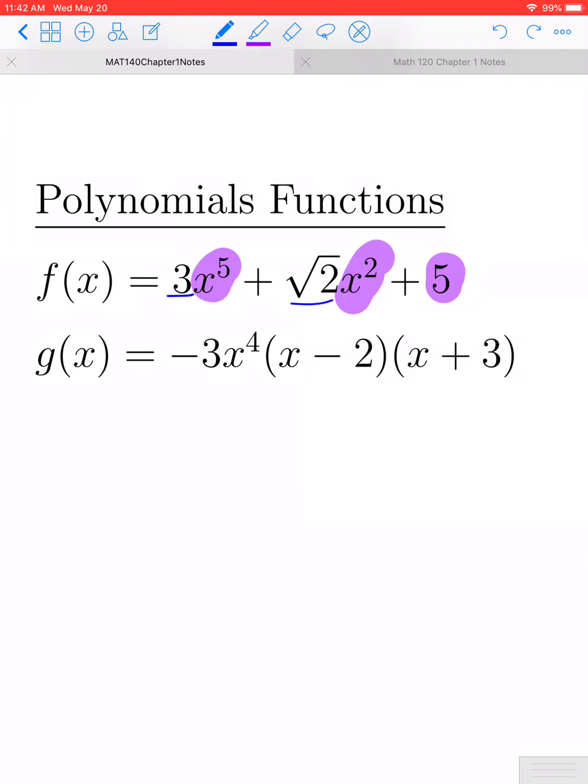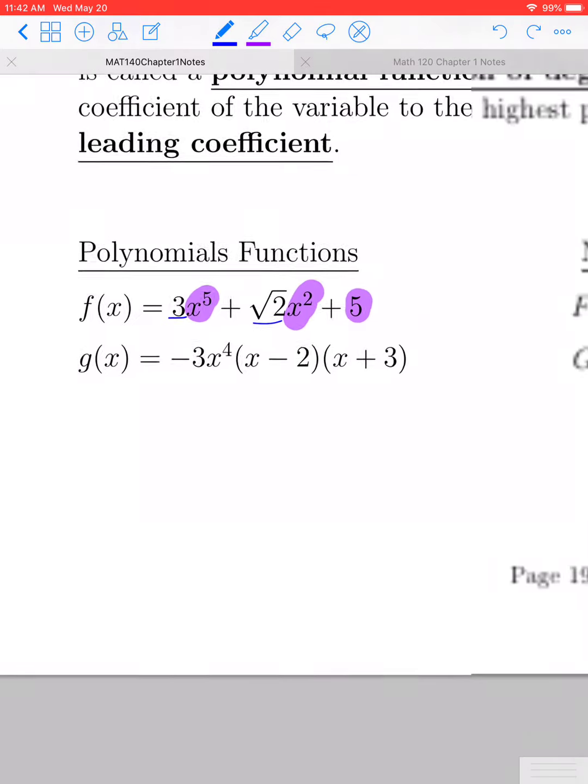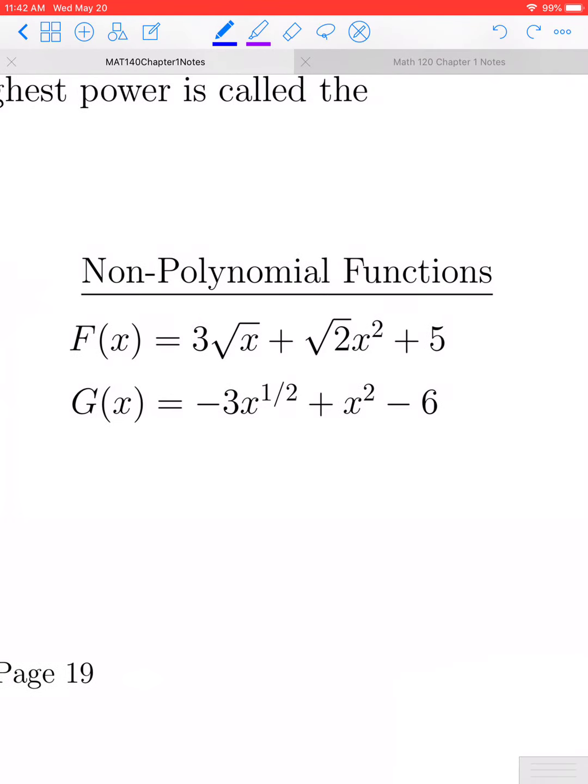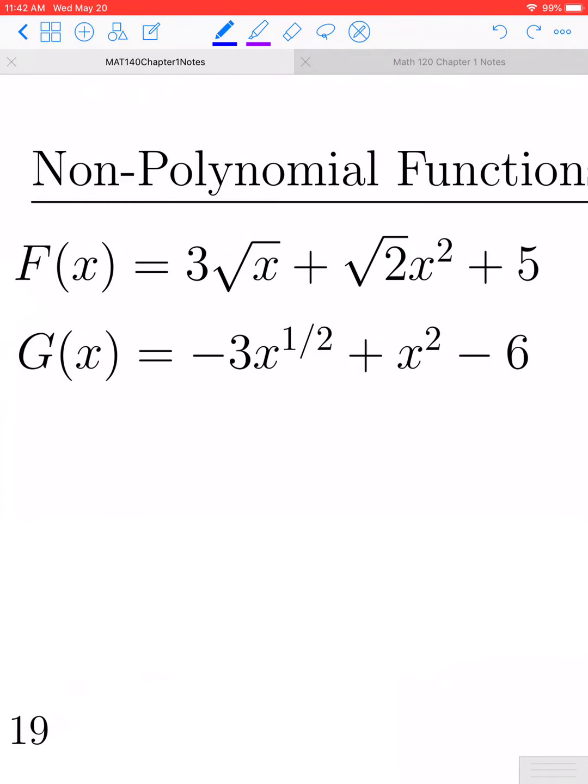G of x is also a polynomial that's in factored form. If you wanted to, you could expand and distribute it all the way out and write it in standard form, but ultimately g of x will also be a polynomial as well. Things that would not be polynomials would be the functions capital F and capital G of x. Capital F of x is not a polynomial because we have a square root of x.